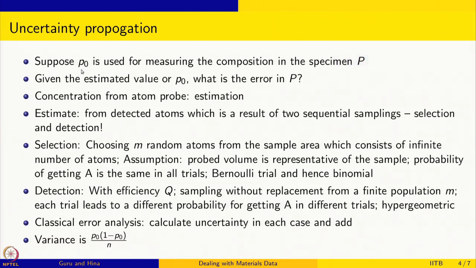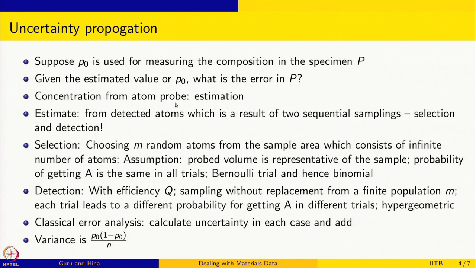So, P naught, if we say that is the composition in the specimen P, right. So, suppose we say that let us use this P naught to measure the composition of the specimen, which is P. Now, given the estimated value of P naught, what is the error in P, right? Because remember this P naught is connected to this P through two steps. So, there is an error at every stage. So, you have to take that into account.